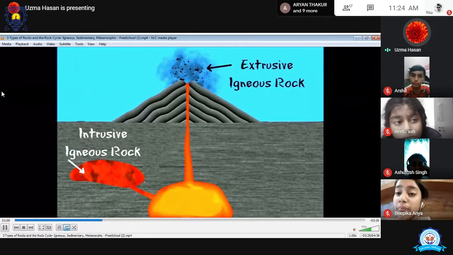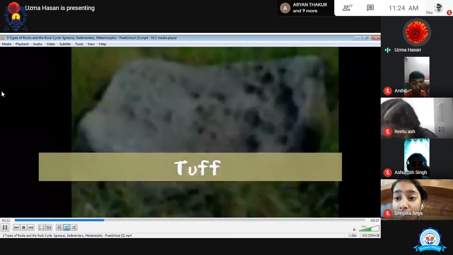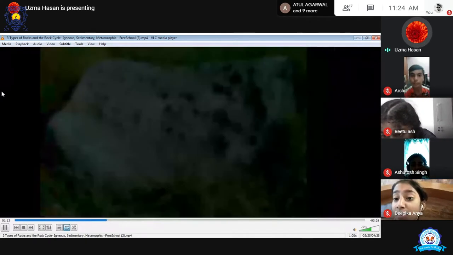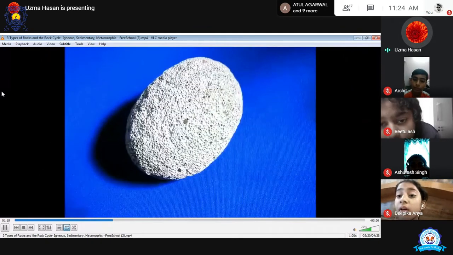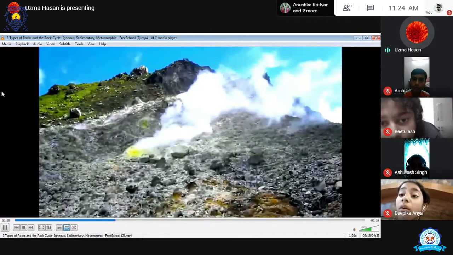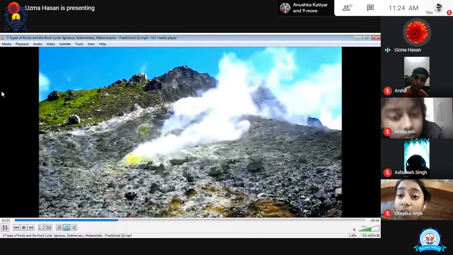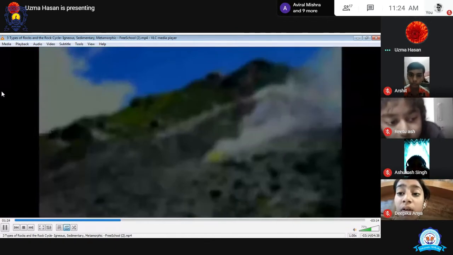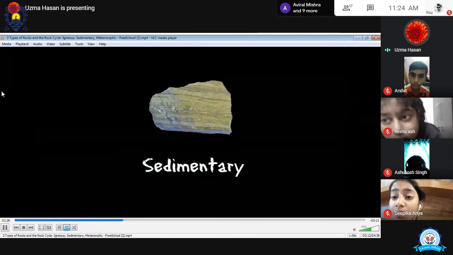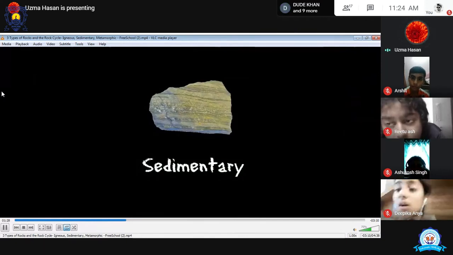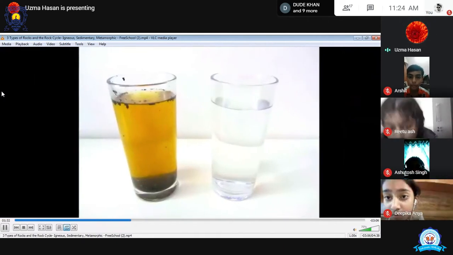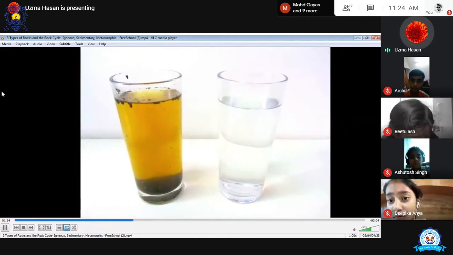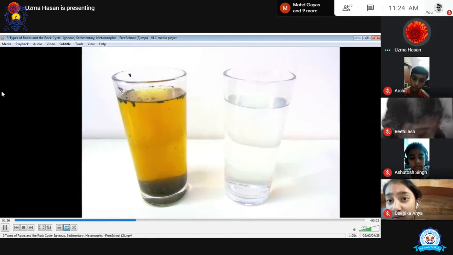Some examples of extrusive igneous rock are tuff, obsidian, and pumice. Igneous rocks make up about 95% of the Earth's crust. The next type of rock is sedimentary rock. Sediment is small particles of sand, mud, and organic material that settle to the bottom of water or land areas.